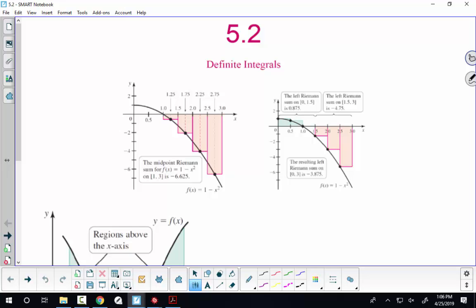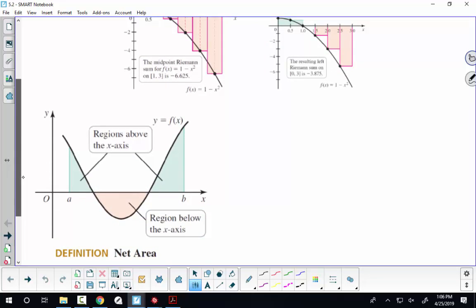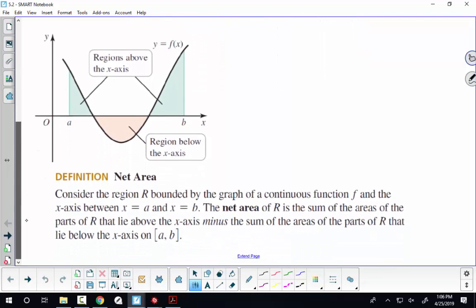But for that figure to the right, we would say I've got a positive area above and a negative area below. In order to get the total area, I have to add the area above minus the area below. What that gives us is what we're going to refer to as the net area. So we have regions above the x-axis and regions below. In general, when we compute a Riemann sum, depending on what the function looks like and where the areas lie, the most general statement is that we have a net area.